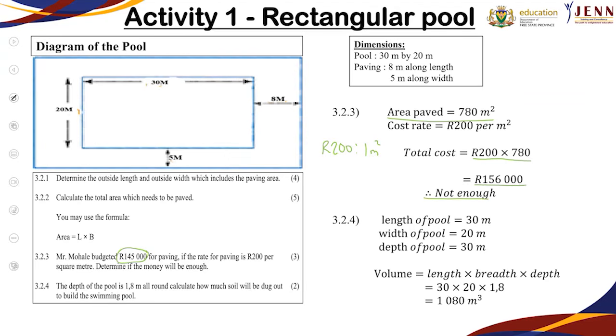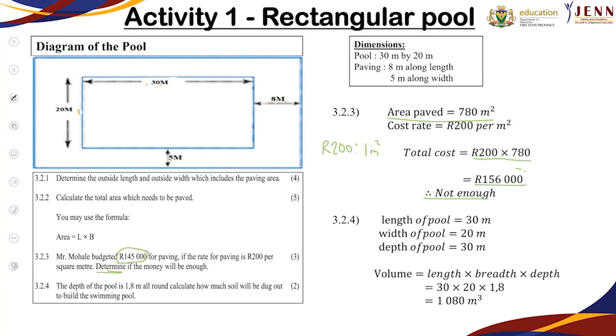Remember, they asked you a question: determine if the money will be enough. So you must write your conclusion after your calculation, whether it will be enough or not enough. Therefore, he needs 156,000, but he only budgeted 145,000, which means his money is not enough.